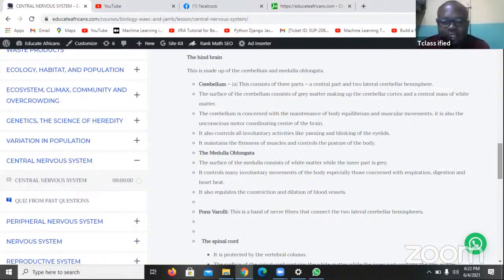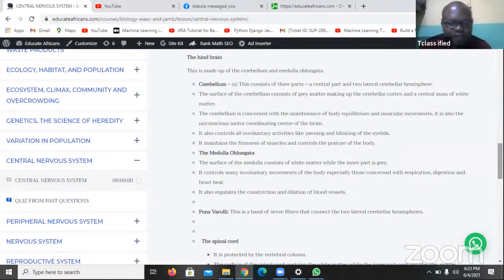It also regulates the constriction and dilation of the blood vessels. So you can see that the medulla oblongata is so important. Imagine if it's not working properly in your body. You can see there are many things that can go wrong. Your respiration, your digestion, your heartbeat, so many things. So the medulla oblongata, very, very important.